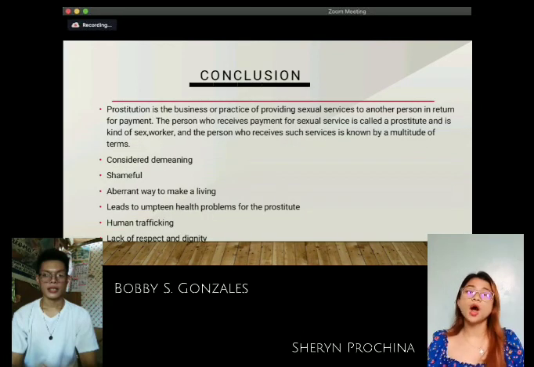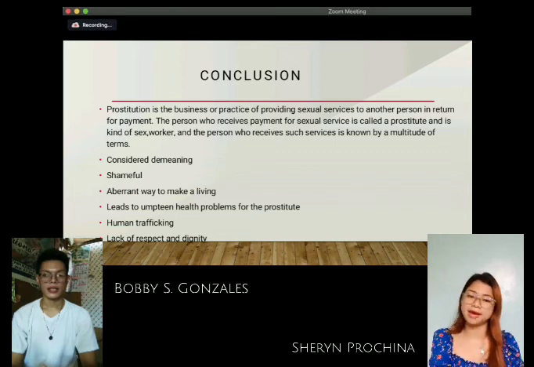In conclusion, prostitution is the business or practice of providing sexual services to another person in return for payment. The person who receives payment for sexual services is called a prostitute, a kind of sex worker, and the person who receives such a service is known by a multitude of terms. It is considered a demeaning, shameful, aberrant way to make a living, and leads to umpteen health problems for the prostitute, human trafficking, and lack of respect and dignity.